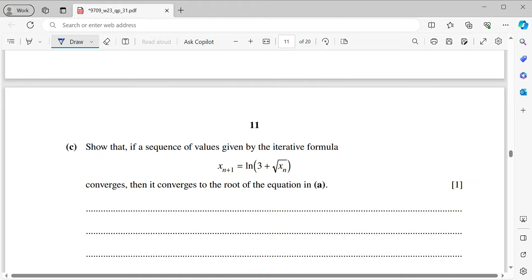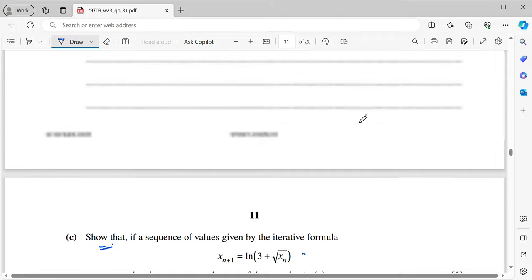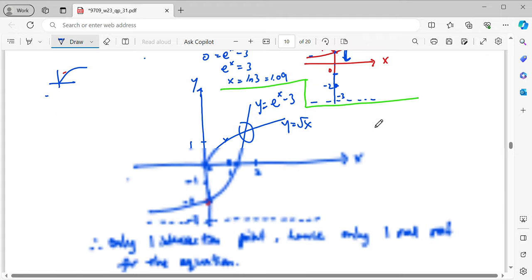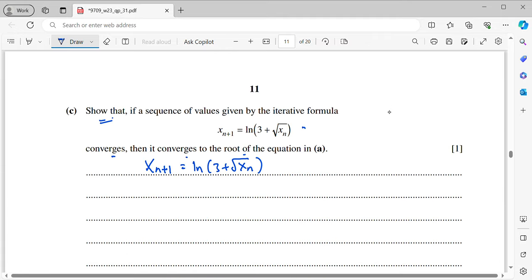Part C. If a sequence of values given by this formula converges, show that it converges to the root of the equation in part A. This means you need to show you get back the equation in part A, that is square root x equals e^x minus 3, from this formula. The first step is to ignore all the subscripts. Then I will get x equals ln of 3 plus square root x. Just ignore the n plus 1 and n.